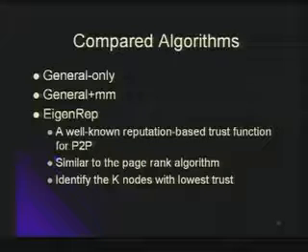The first one is called general only. That means this algorithm is composed of only the first phase. I compute the compromised core, and I stop there. In this case, I'm not going to introduce any false positives, but I may miss a lot of compromised nodes. The second is called general plus MM. That means I have a two-phase algorithm. I compute the compromised core, then I use maximum matching to further eliminate compromised nodes. I may identify more, but I may also introduce false positives.